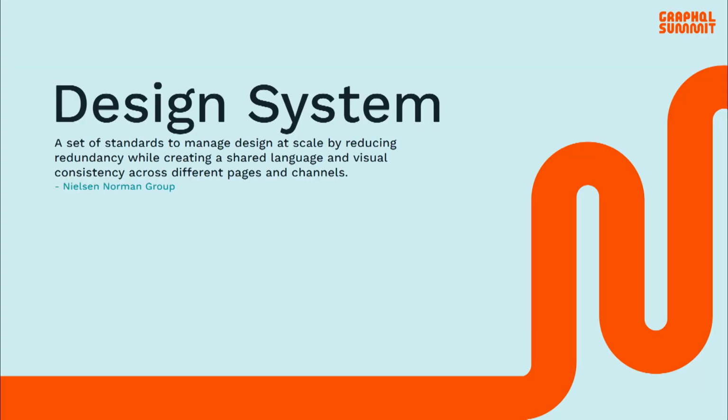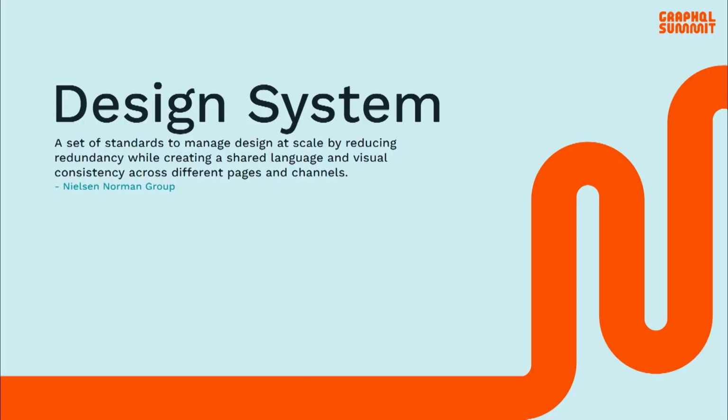All right, so I went out to Nielsen Norman Group. I think they're probably the premier UX organization. And this is how they define design system. It's a set of standards to manage design at scale by reducing redundancy while creating a shared language and visual consistency across different pages and channels. If you're like me as an engineer, basically this design system is, oh, it's a library where I get a bunch of buttons, right? That's generally how we think of it, but this is the more comprehensive idea.